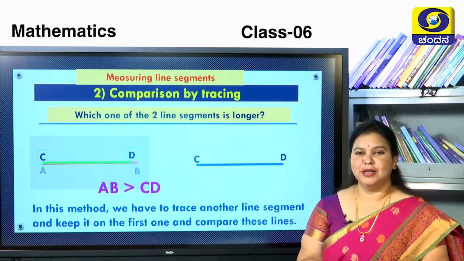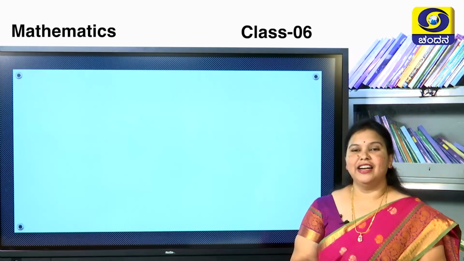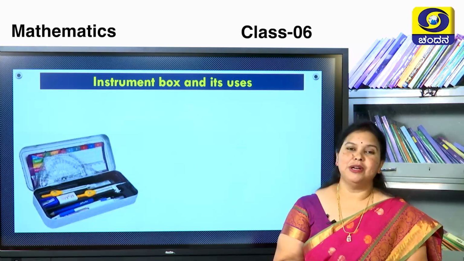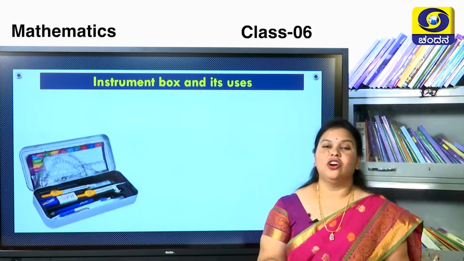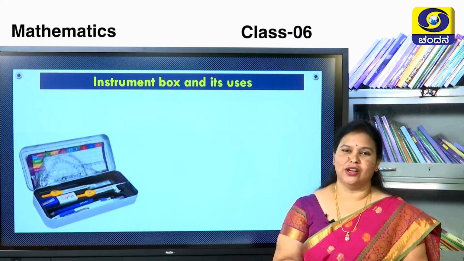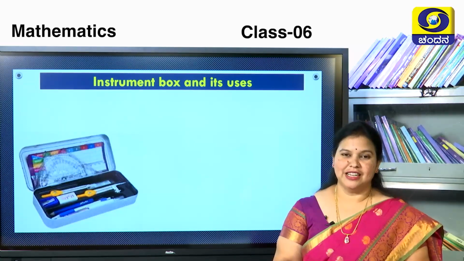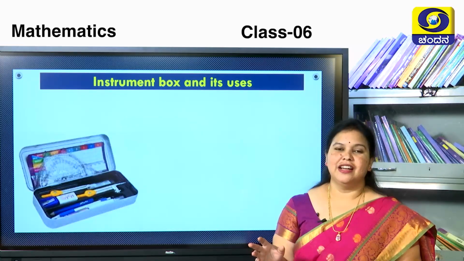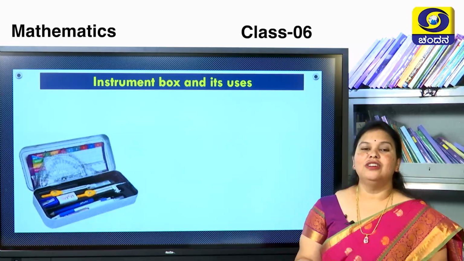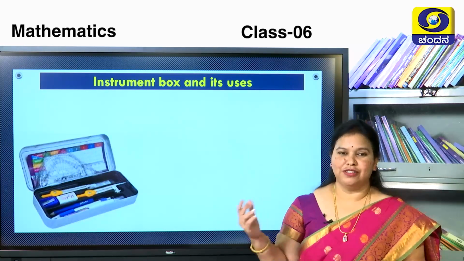So, we have another method to compare two line segments. Before that, we will study about the instrument box and its uses in geometry. We come across a number of shapes in our day-to-day life. You are already aware of some basic shapes such as triangles, rectangles, circles and so on. Different figures have characteristic properties such as length, breadth, diameter, etc. To measure all these and for construction of different shapes, we need some geometrical tools. So now we are going to discuss some important maths tools which are used in geometry for construction of different shapes.